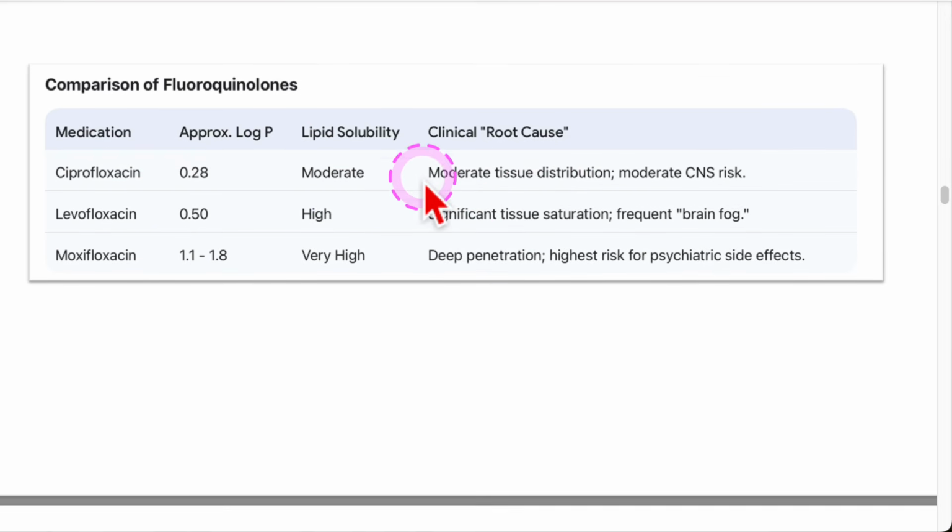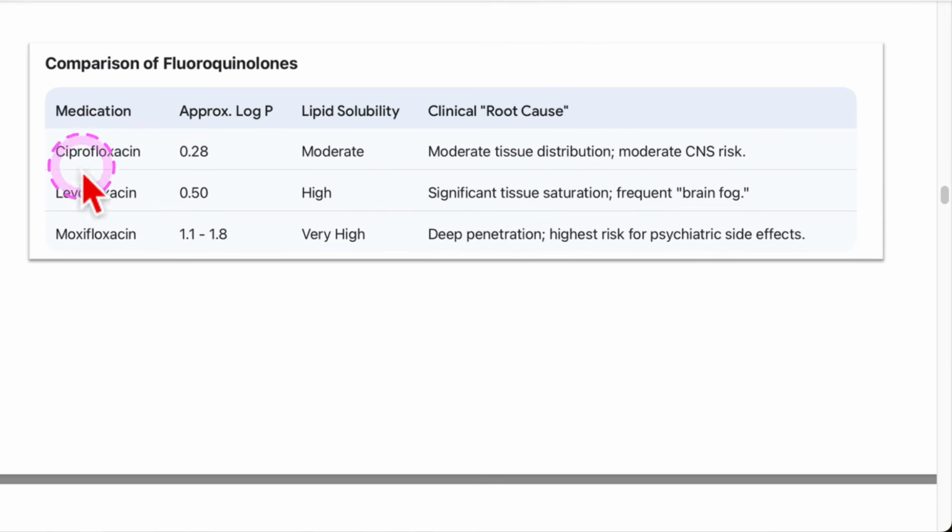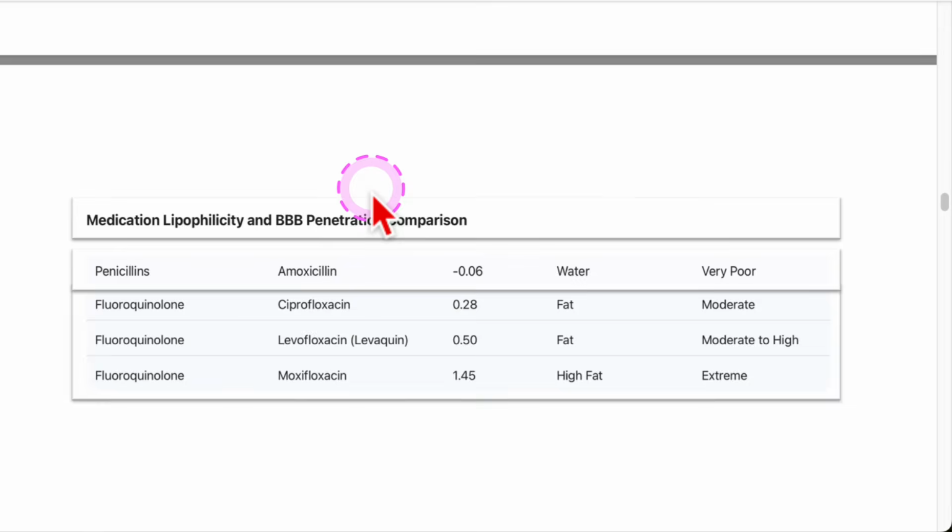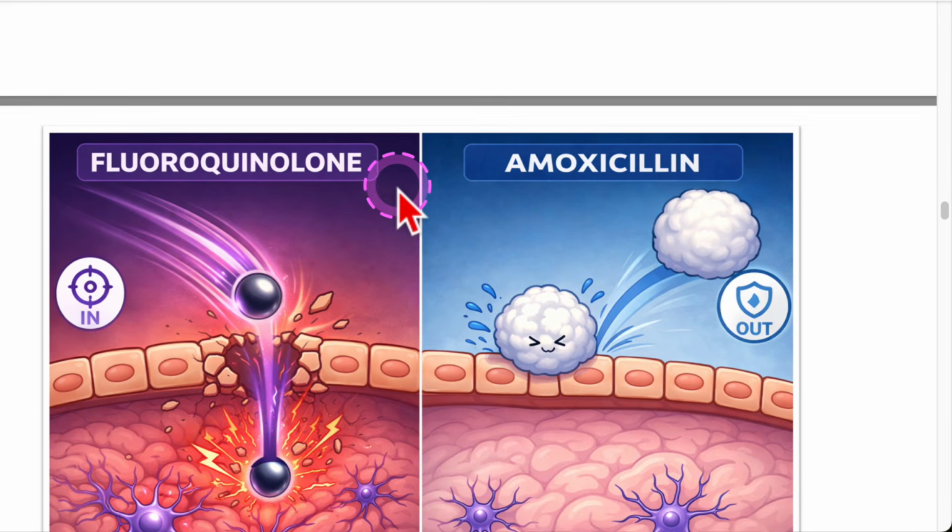So that can be a problem as well. In here, I like this summary of the comparisons. Ciprofloxacin: moderate tissue disruption, moderate central nervous system risk. Levofloxacin 0.50: high risk, significant tissue saturation, frequent brain fog. And moxifloxacin: very high, deep penetration, high risk of psychiatric side effects. Okay, that's pretty scary, right? So this stuff gets deep into the tissue and it moves very, very quickly.